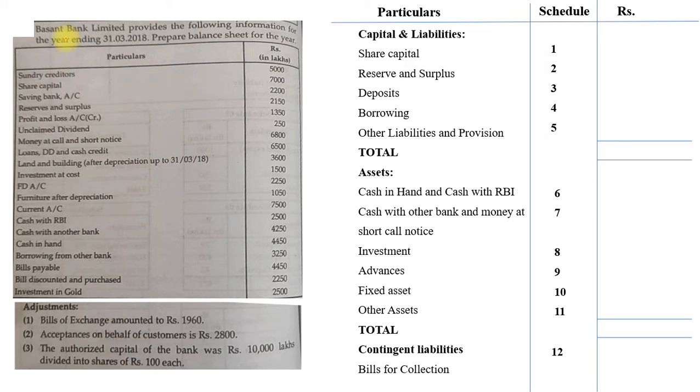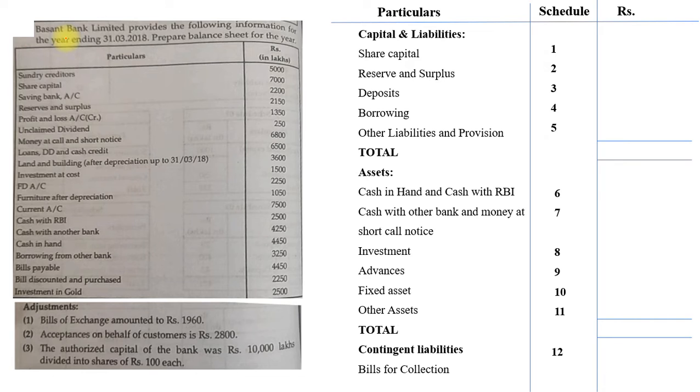Okay, here it is given that Basant Bank Limited provides the following information for the year ending 31st March. Prepare balance sheet for the year. Creditors, share capital, saving account, reserve, profit and loss, unclaimed dividend, money at call notice, loan, demand draft, cash credit, land and building, investment, fixed deposit, furniture, current account, cash with RBI, cash with other bank, cash in hand, borrowing from other bank, bills payable, bill discounted, and investment in gold. Okay, so these are the things which they have given us.